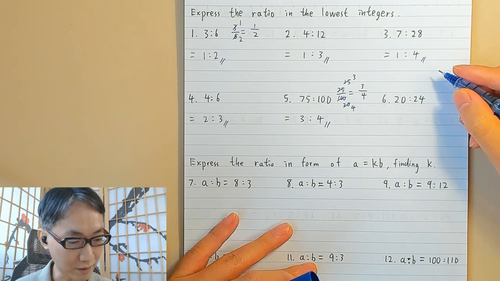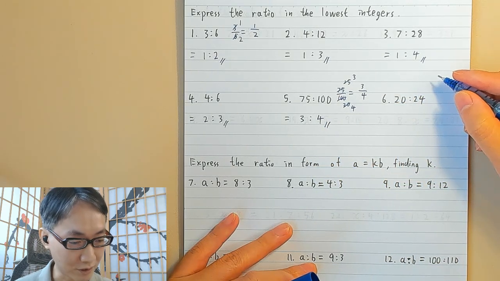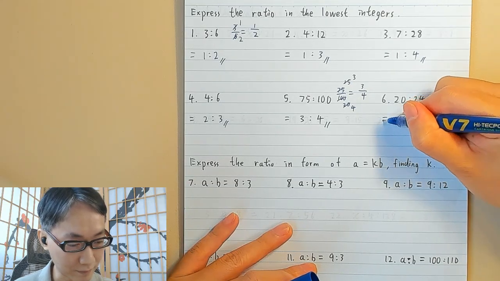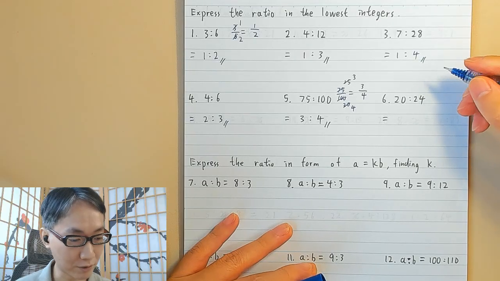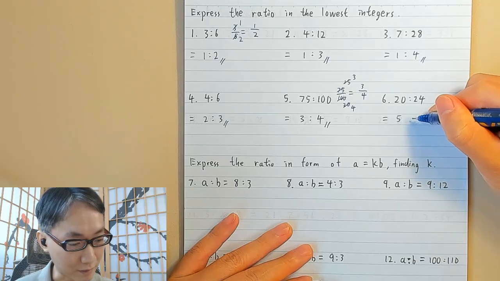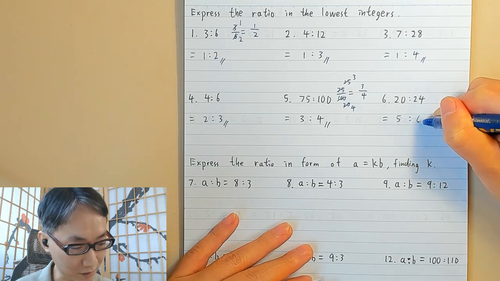Number 6, 20 to 24. Use the simplest ratio. Both of them can be divided by 4. So 20 divided by 4 is 5. 24 divided by 4 is 6.